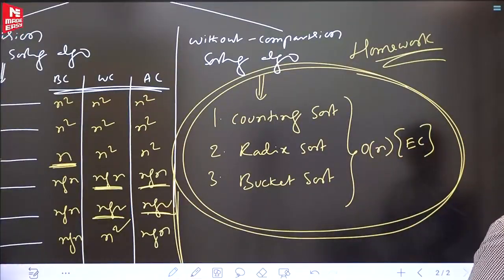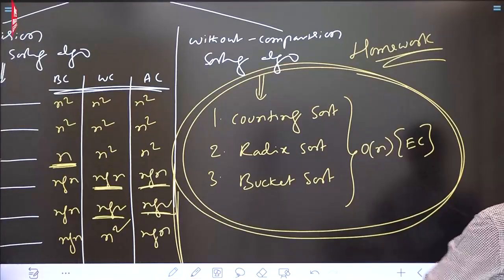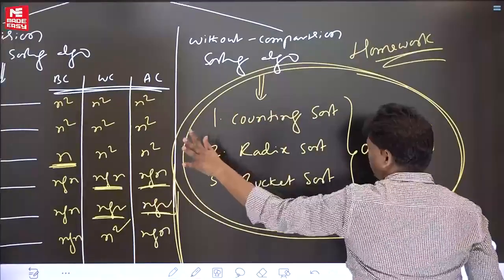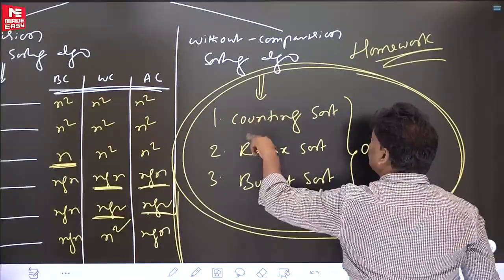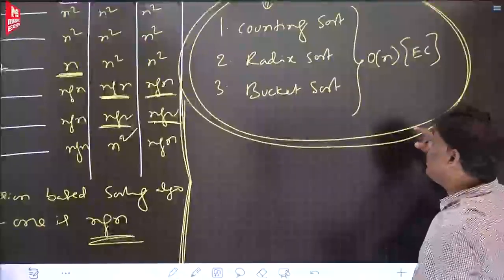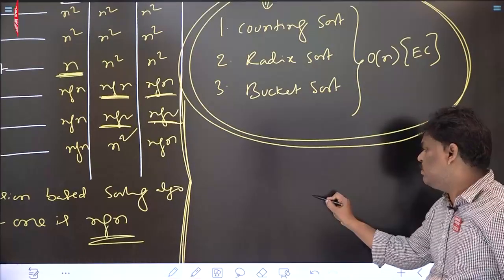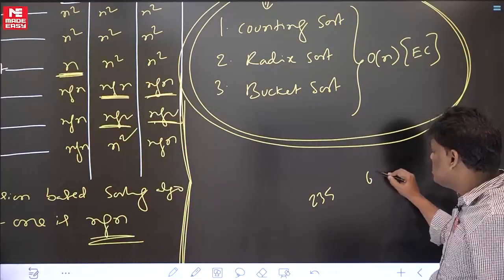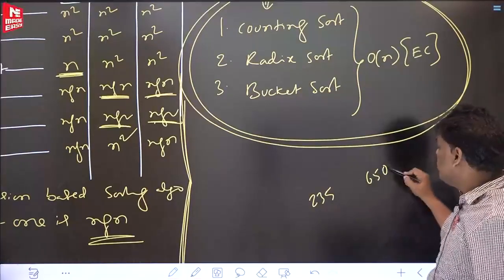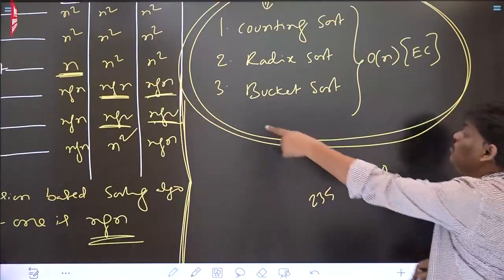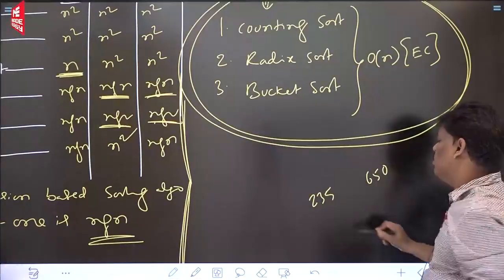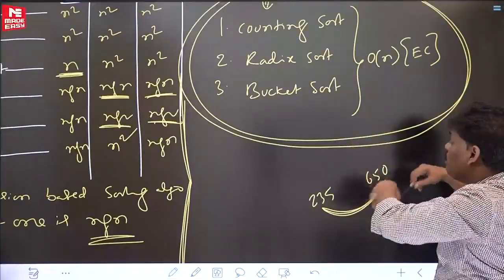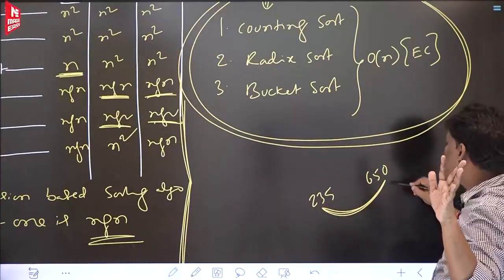These 3 algorithms will take order of n time complexity in every case. And one more thing: whenever these 3 algorithms are running, no 2 elements are compared directly. There may be a comparison, but 2 elements are not compared directly. Some people are asking what is the meaning of comparing directly or indirectly. See this: one element is 235, and one more element is 650. In comparison based sorting algorithms, you may compare these 2 elements directly. But in the case of these algorithms, you may not compare directly. Indirectly maybe you will compare. How?